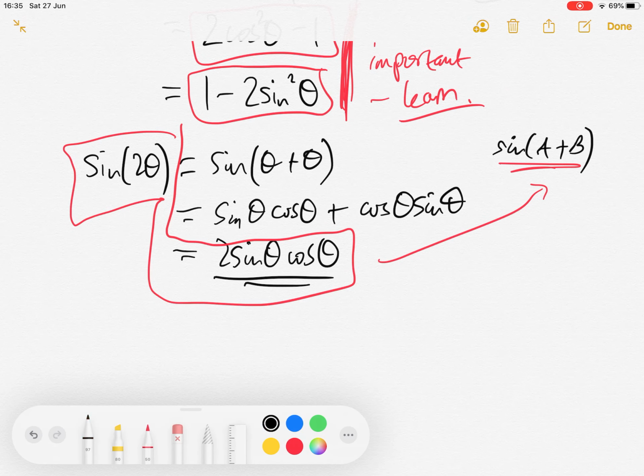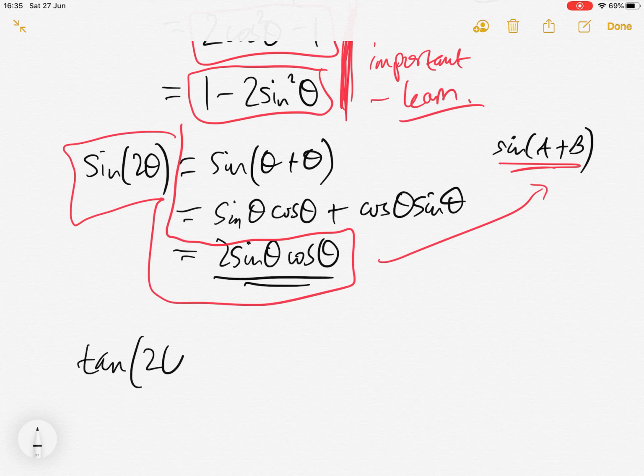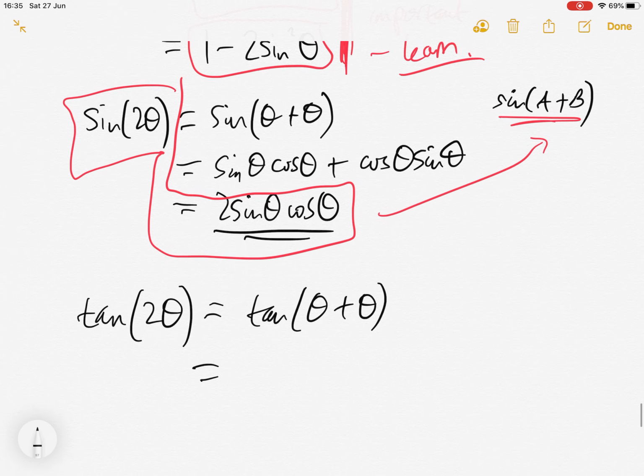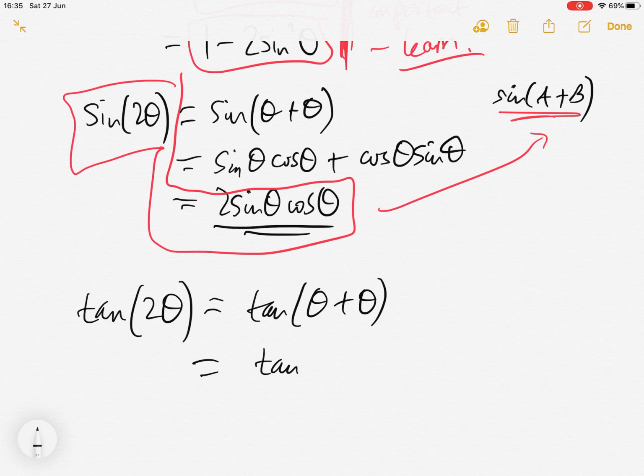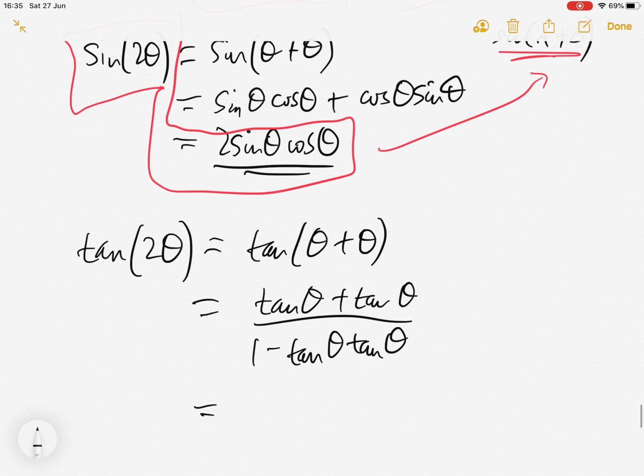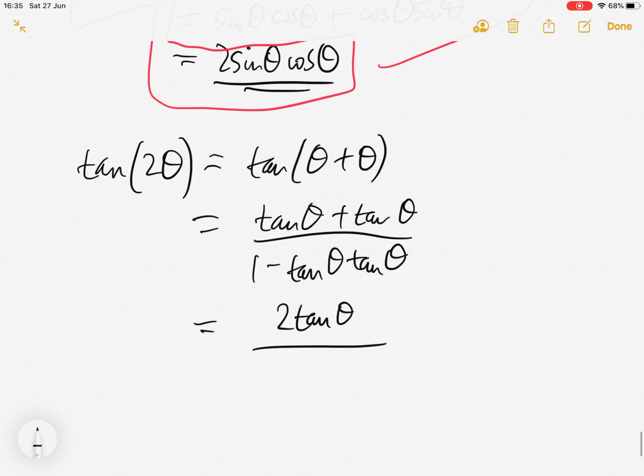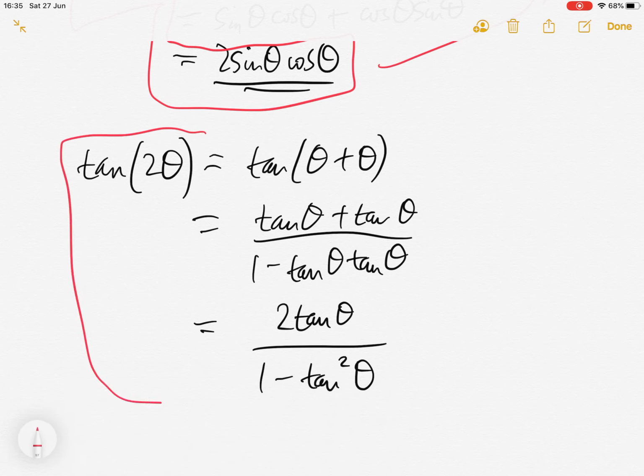And then lastly, tan. We're going to do the same thing. Tan 2 theta is tan theta plus theta. And then recall tan A plus B is tan A plus tan B over 1 minus tan A tan B. So we get on the top 2 tan theta over 1 minus tan squared theta. Okay, so those are the 3 double angle formulas.